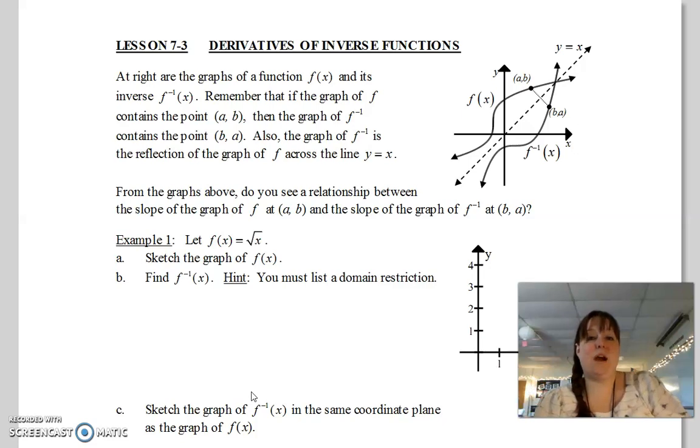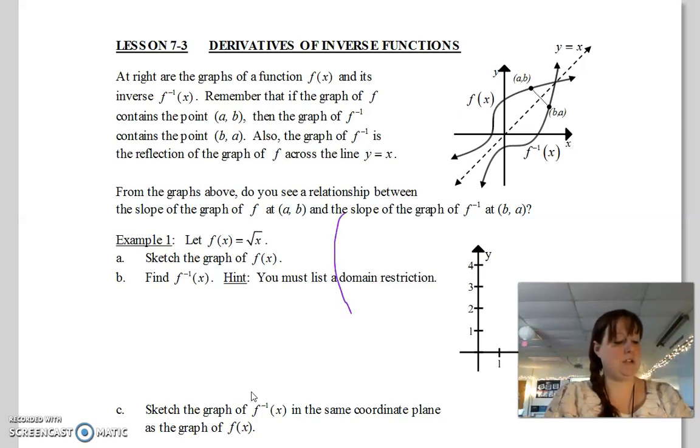And so to do that, we just switch the x and y and solve for y. Remember, we've been doing this a little bit here in calculus. So we're just going to switch the x and y and solve for y. So the first thing we're going to do here on example number 1 is sketch a graph of the function f of x equals the square root of x.